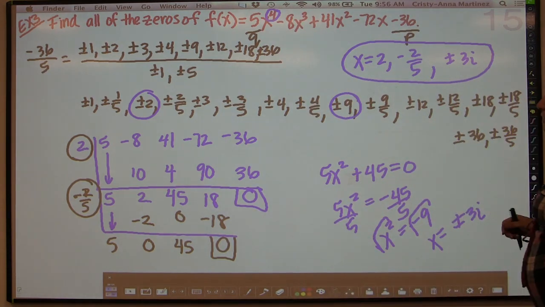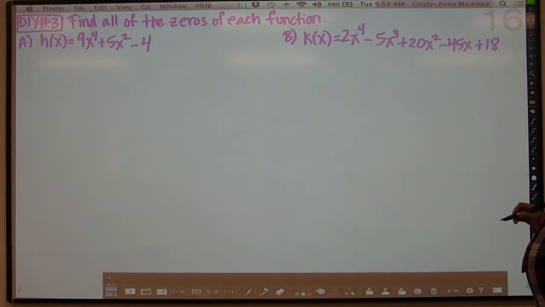So now we found all the zeros, and now it's your turn to find all the zeros of these little guys. Now once you have done that, you will have completed your notes for this lesson.